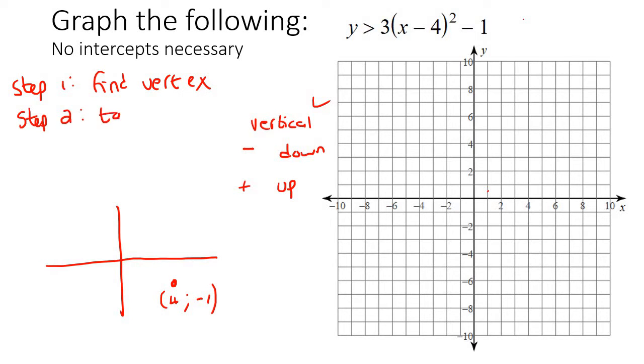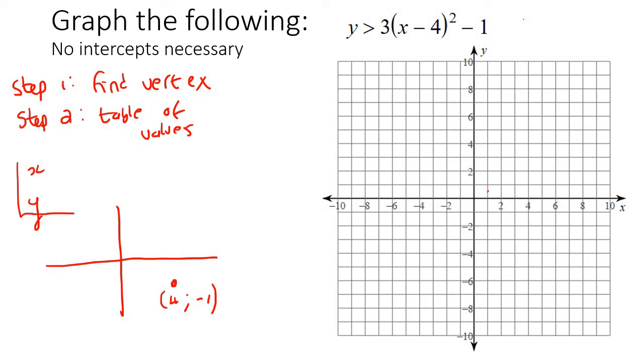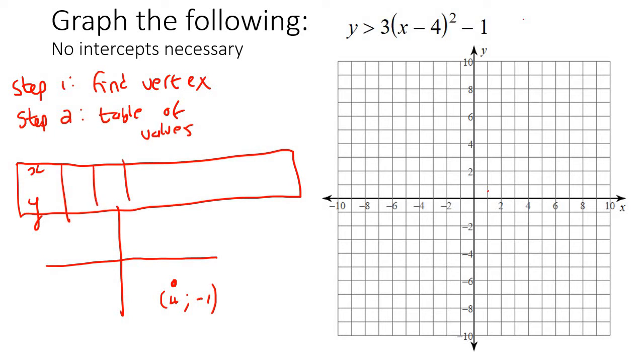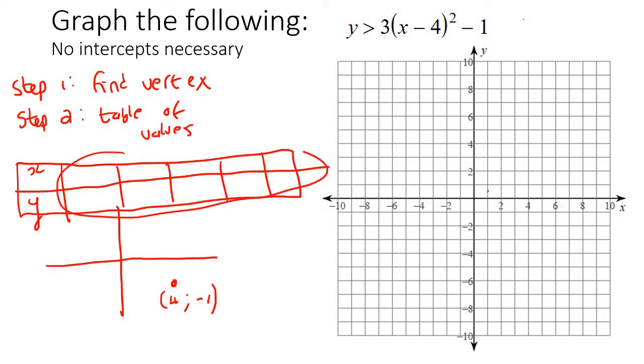So, table of values. This is an easy step. You just put X and Y, and then you make a table, and you want to make 5 little parts of it. So you want 5 of them over here. Then the middle one, the middle of 5.